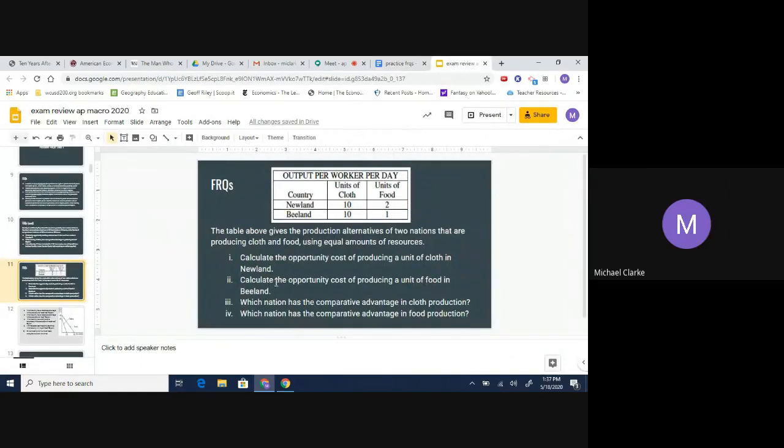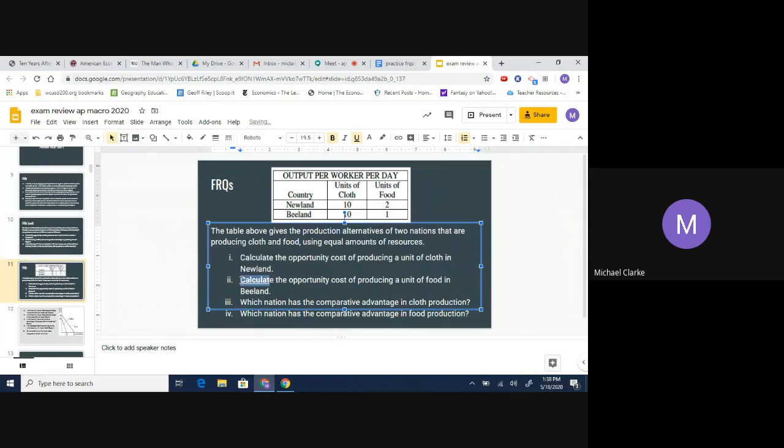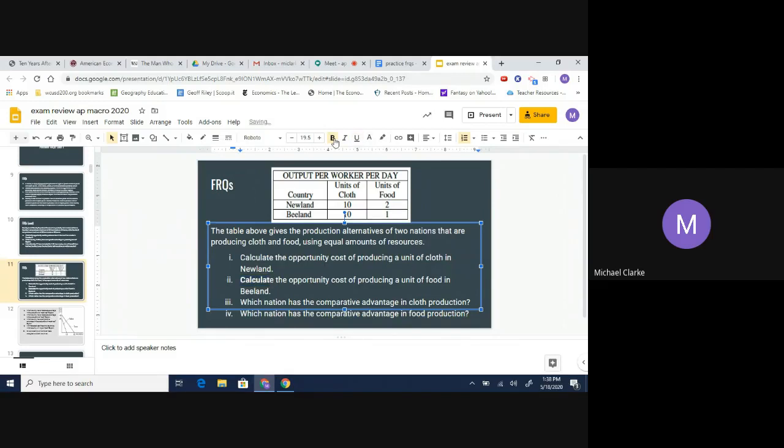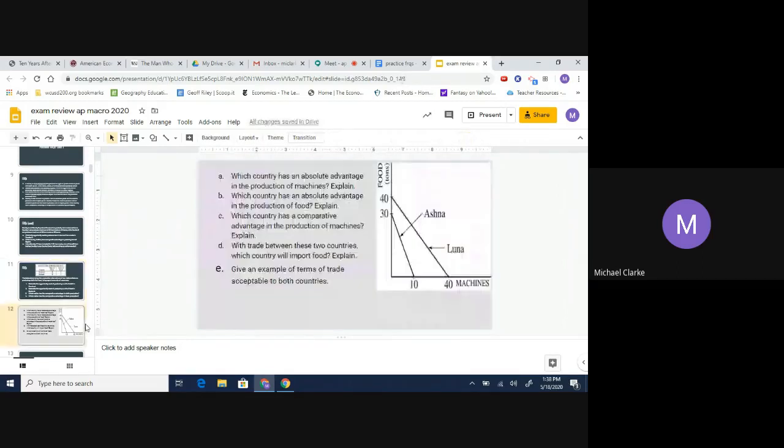Also, keep in mind, anytime you see calculate right here, make sure you show your work, all right? Show your work on the FRQ. That's important. If you don't show your work, they won't give you credit for it. That is Unit 1.